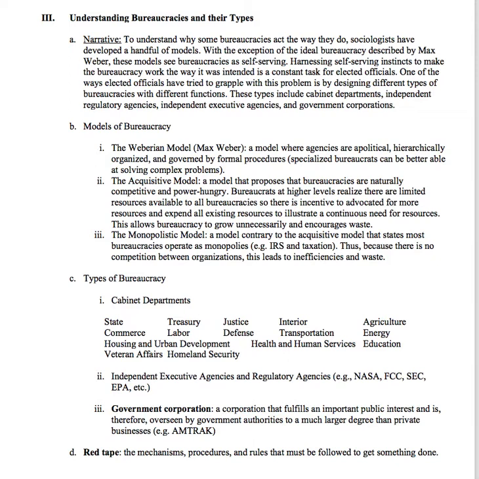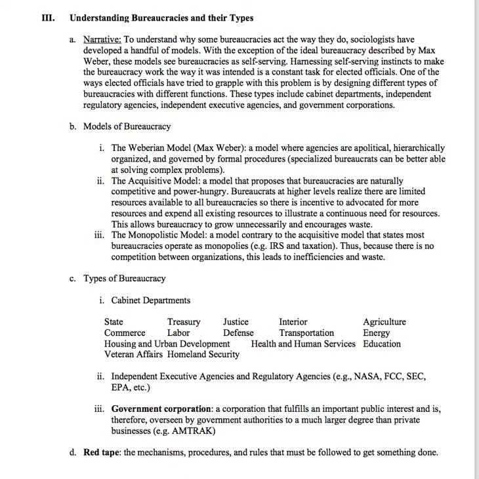Again, this is kind of pie in the sky, and you'd love it to be that way, but there are some other issues here. The second model is the acquisitive model, a model that proposes that bureaucracies are naturally competitive and power hungry. Now that sounds more like human nature, right? Bureaucrats at higher levels realize that there are limited resources available to all bureaucracies, so there's an incentive to advocate for more resources and expend all existing resources to illustrate a continuous need for resources. This allows bureaucracies to grow unnecessarily and encourages bureaucratic waste.